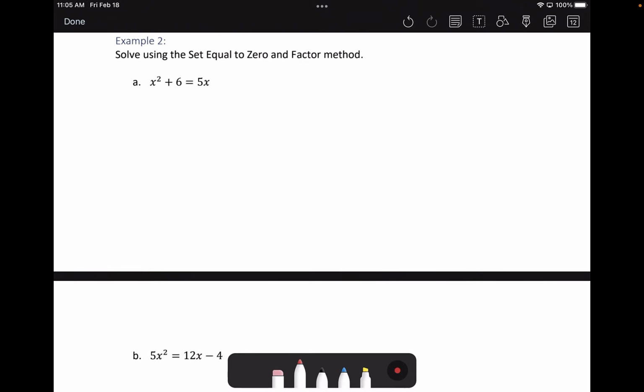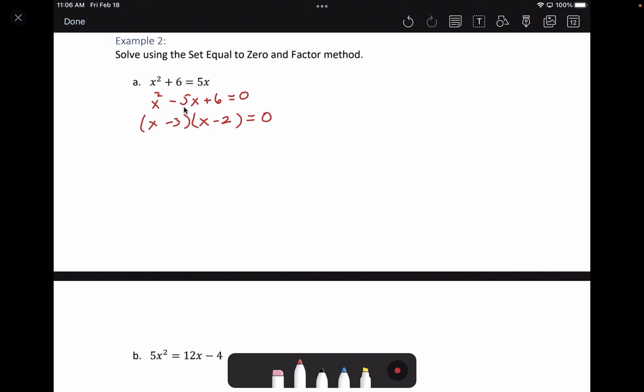In this example, we're going to factor. When we're factoring, we need to first set the quadratic equal to 0. So we'll subtract 5x on both sides. And from here, we can set up our 2 parentheses. X will be the first part in each set. And now we have to ask ourselves what 2 numbers multiply to 6 and add to -5. -3 and -2. They multiply to C, in this case 6, and they add to B, in this case -5.